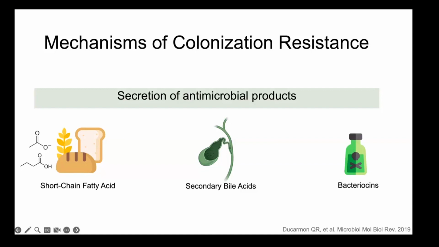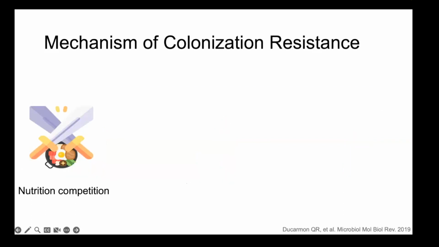And they also produce bacteriocins. Bacteriocins are short toxic peptides, which are produced by specific bacterial species that can then inhibit the colonization and growth of other species. Outside of secretion of certain toxic products, they also play an important role in nutrition competition. And this is especially relevant for bacterial strains that belong within the same species, as they often require the same nutrients.